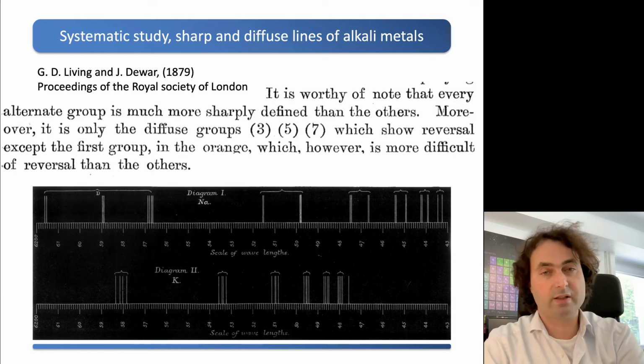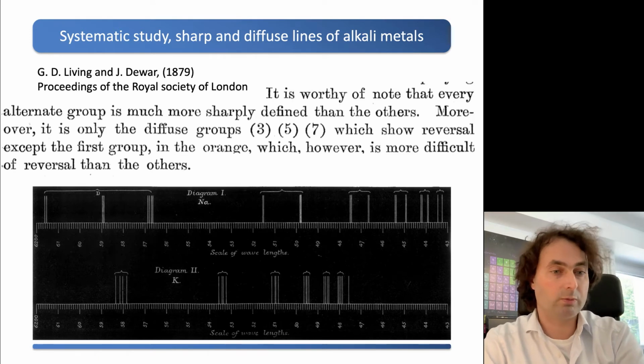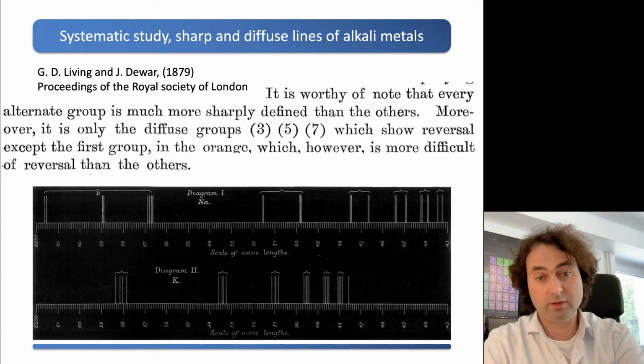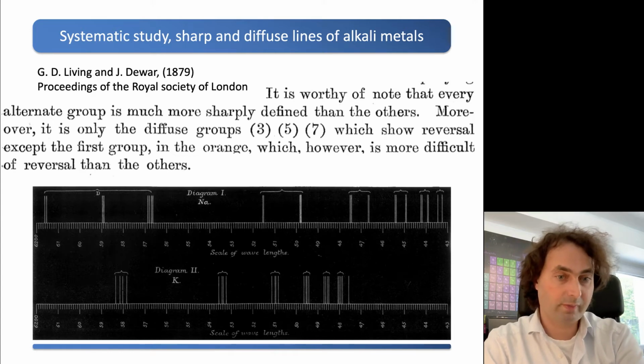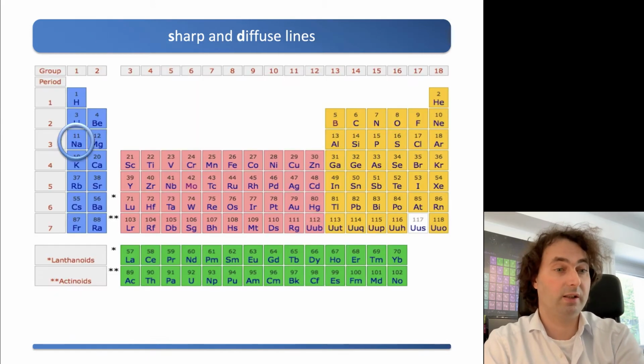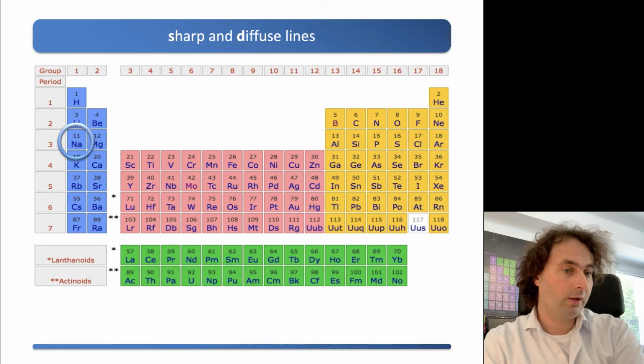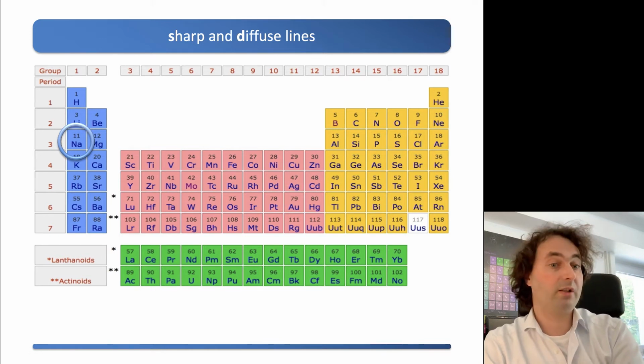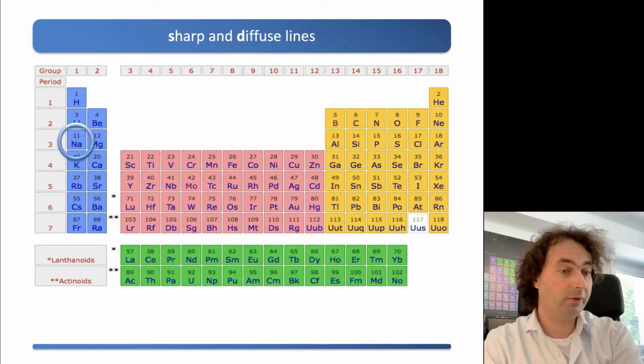Zeeman studied these lines as a function of magnetic fields. Some of those lines split in a magnetic field, some of those don't. You have singlets, doublets, triplets, and that's also related to sharp and diffuse lines that we have. So you can actually explain which lines are sharp and which lines are diffuse.